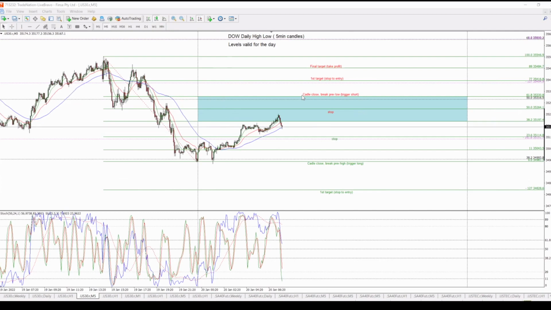For any triggers now, a candle close below 0, break previous candle low, is a trigger short.